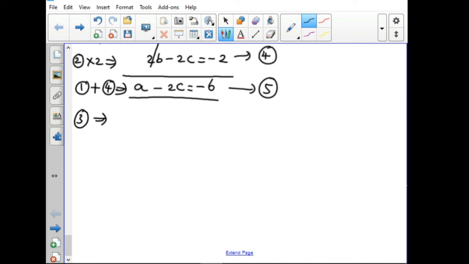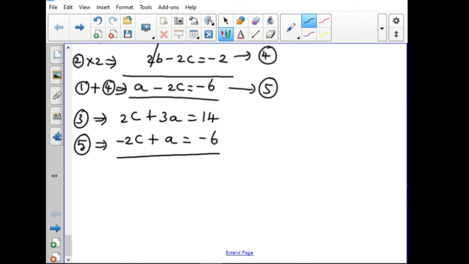Equation 3 is 2c plus 3a equal to 14. Equation 5, they have given a minus 2c. We have to change and write. C will be getting minus, so we have to write here minus 2c plus a equal to minus 6. Equation 5 we have to change because then we can solve it, that is very easy. So I have to change and write c first and the a term second.